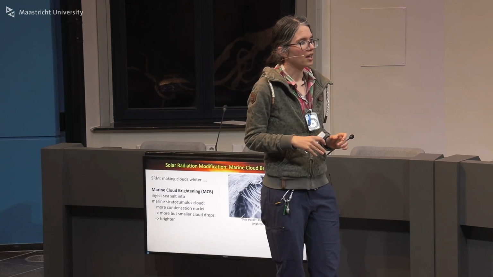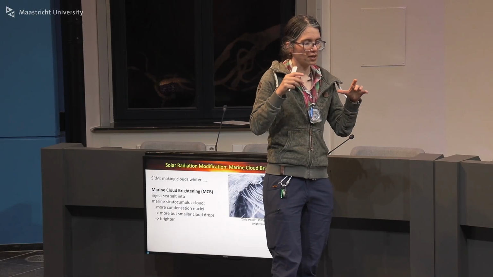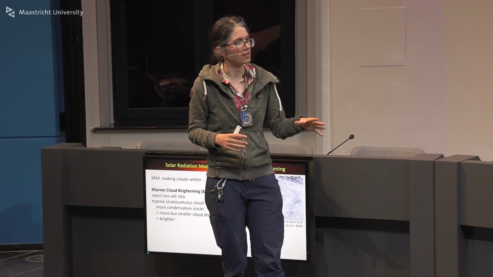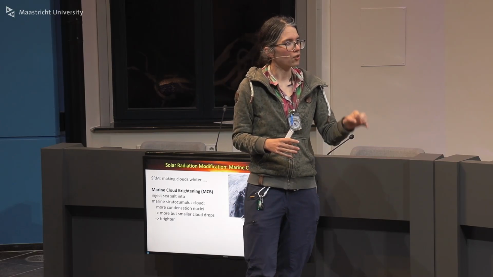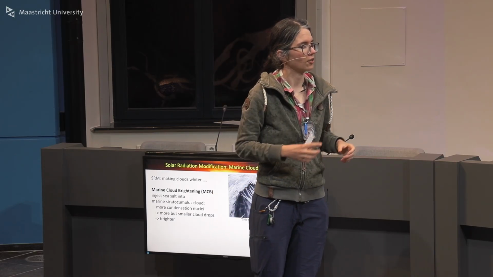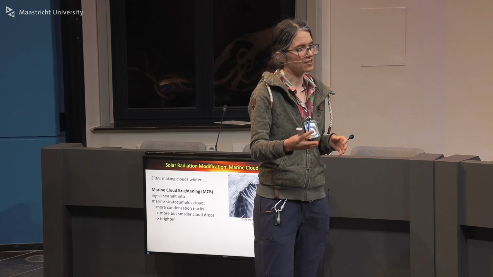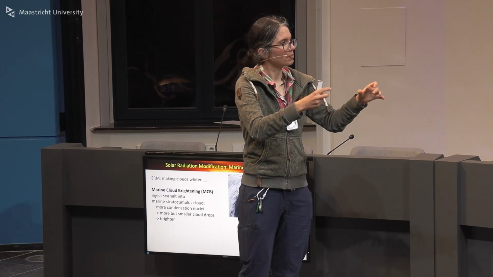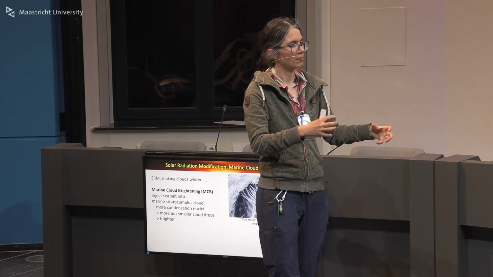So what happens is air over the sea is relatively clean, so there's not much dust in there. But cloud droplets all need a tiny piece of dust to attach to and put the water on. And if there are not many dust pieces around, then you have a few droplets which are big, because a lot of water needs to compete for the same pieces of dust.